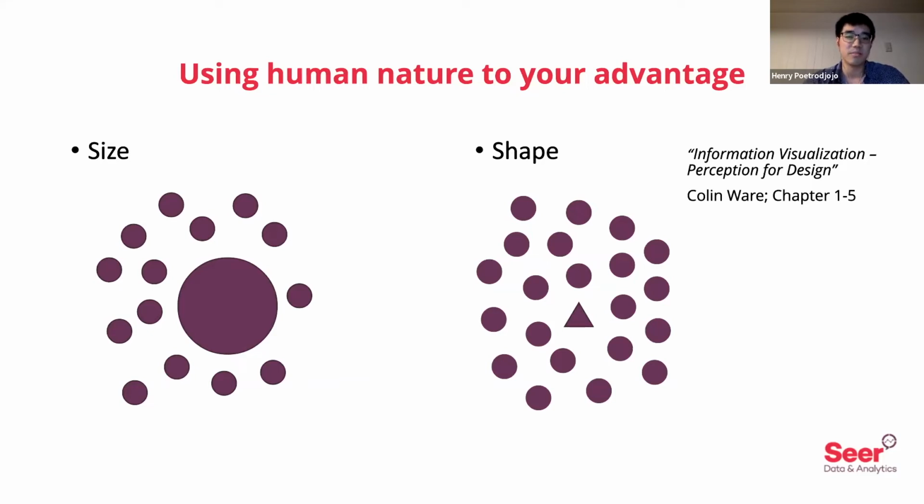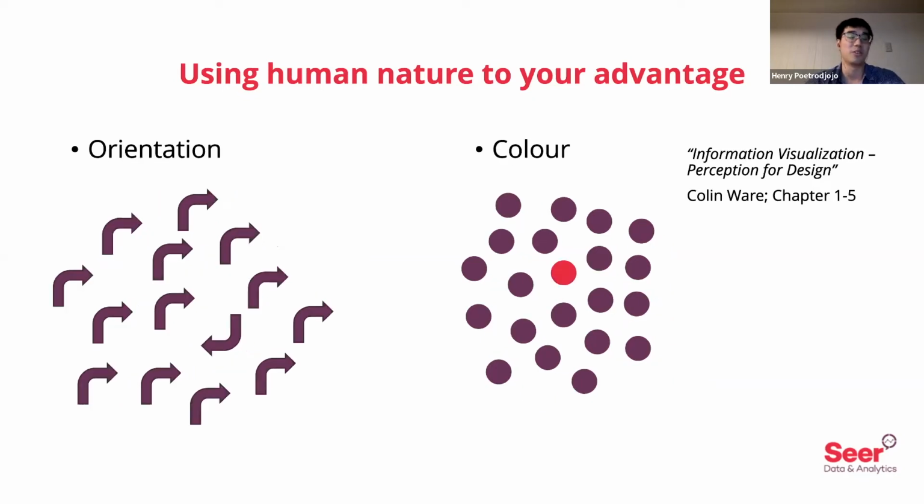So here are two examples using size and shape, and I'm sure everyone here can very easily spot the odd one out in these groups. Two different ways that you can also differentiate are, say, using orientation and color. Again, it's pretty clear which are the odd ones out in these two examples. You can see here on the left that one of the right turn signals is rotated 180 degrees, and the circle on the right is obviously a different color to the rest of it.